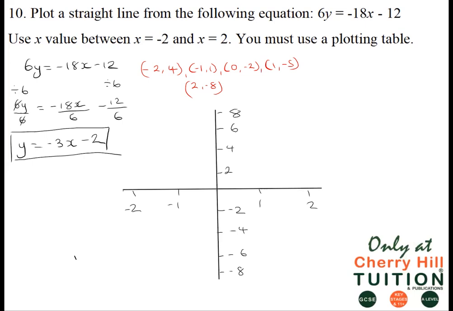So we have minus 2 and 4, which is here. We have minus 1 and 1, so we go over here. We have 0 and minus 2. We have 1 and minus 5. We have 2 and minus 8. And then we just join up our lines to get our straight line, like so. And that's your answer.